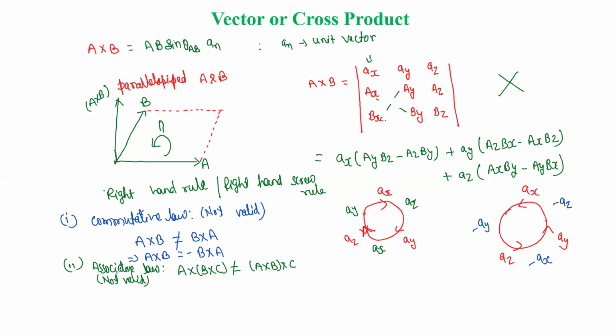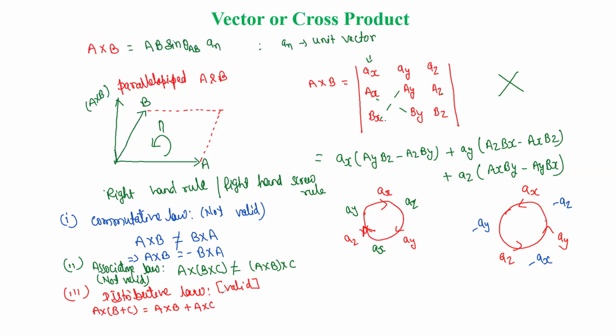The third one, we are left with which one? What is the third law? That is the distributive law. In the case of the distributive law, you should see whether it is valid here or not. If you consider A cross B plus C, it gives us the result A cross B plus A cross C. So here the distributive law is valid. It gives us the same result.